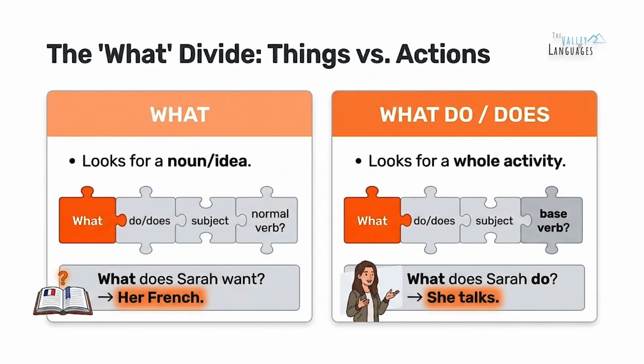So, boiling it down, the crucial point is this. What, by itself, hunts for a noun or an idea. What does Sarah want? Answer, her French. But what do or what does hunts for a complete activity. What does Sarah do? Answer, she talks.